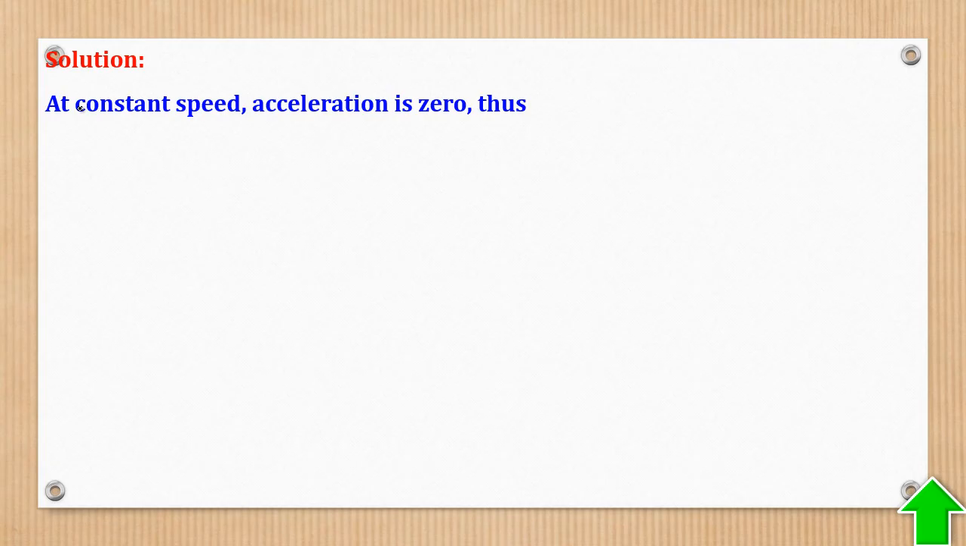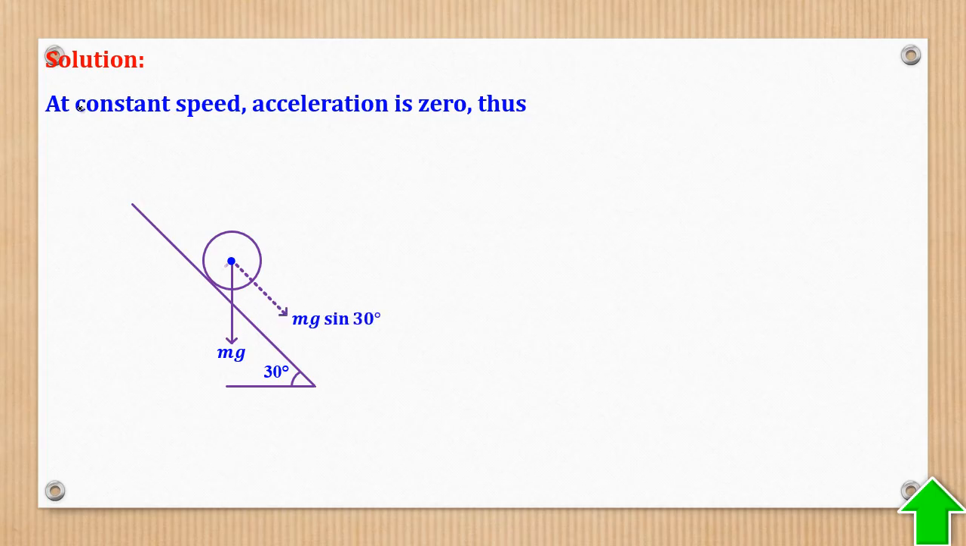So at constant speed it means acceleration is 0. So let's draw it, viewing it from the sideways. There is a conductor, it has a weight, then the component of the weight parallel to the plane, and perpendicular to the plane is that. Because of this there will be a normal reaction, which is R.